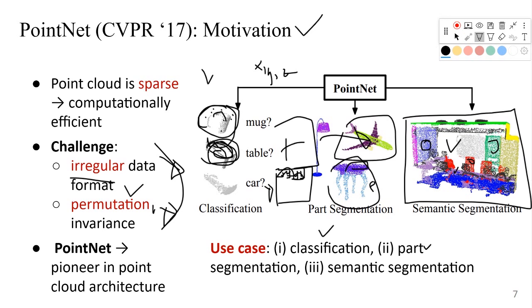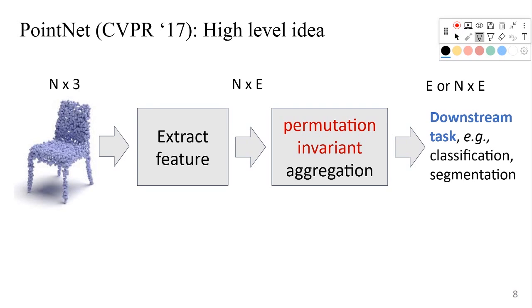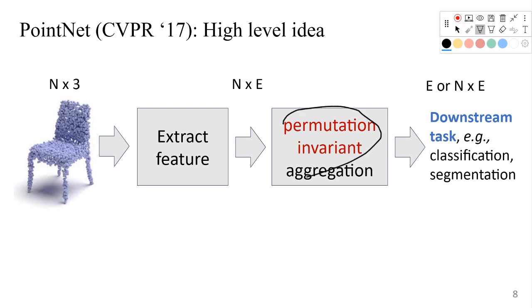Yeah, we need to classify every point here, segment them. Okay, and let's try to discuss the high level idea first, which is how we can achieve this permutation invariant property in this point cloud data representation.